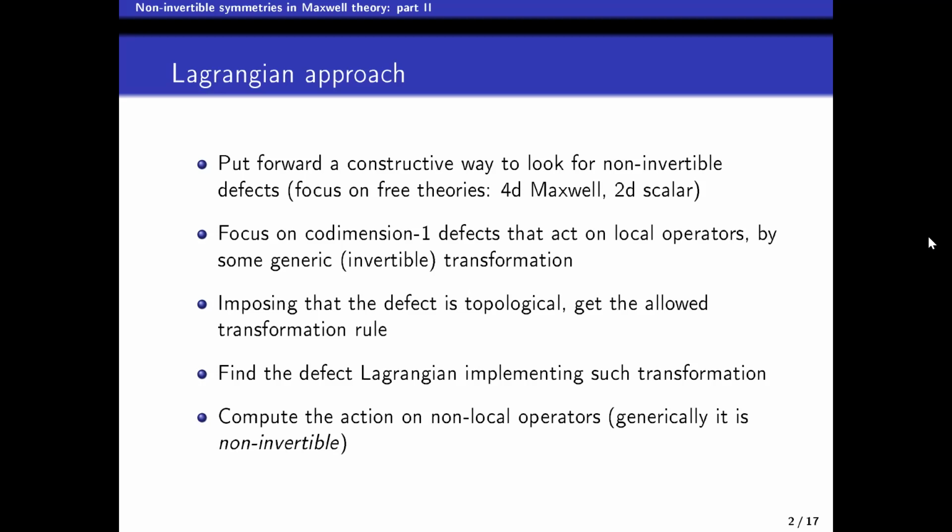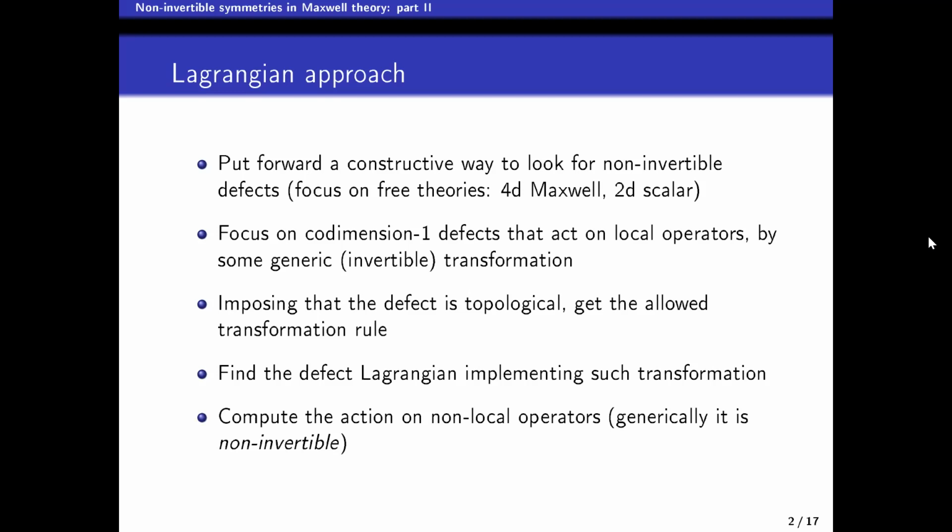transformation. So you can impose that your defect transforms, for instance, F and star F in the Maxwell theory in an invertible way. You take the most general linear transformation, and then you need to impose that the defect is topological, mainly that the displacement operator associated to this defect vanishes. And this will restrict the allowed transformations.